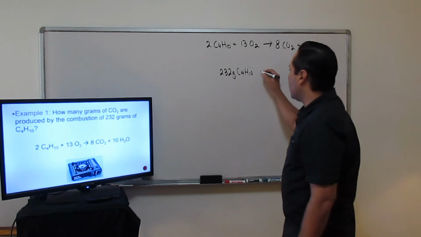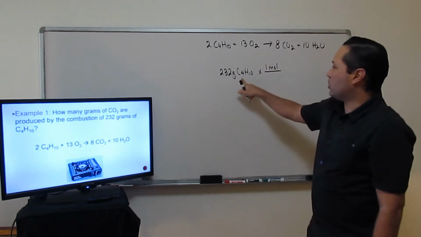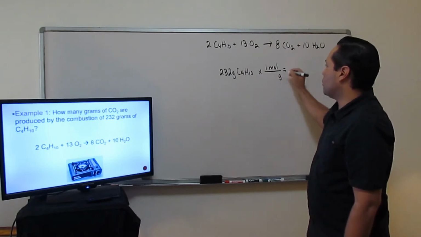So I'm going to go ahead and do that. I'm going to put 1 mole on the numerator. In the denominator, it's going to be the molar mass of butane. So I've got to go ahead and solve for that.